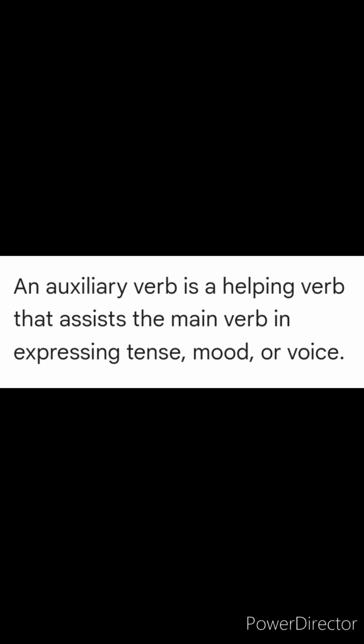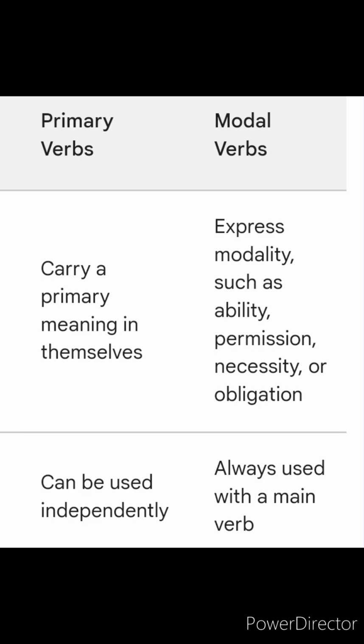What is an auxiliary verb? An auxiliary verb is a helping verb that assists the main verb in expressing tense, mood, or voice. Here we are differentiating between primary auxiliary verbs and modal auxiliary verbs.